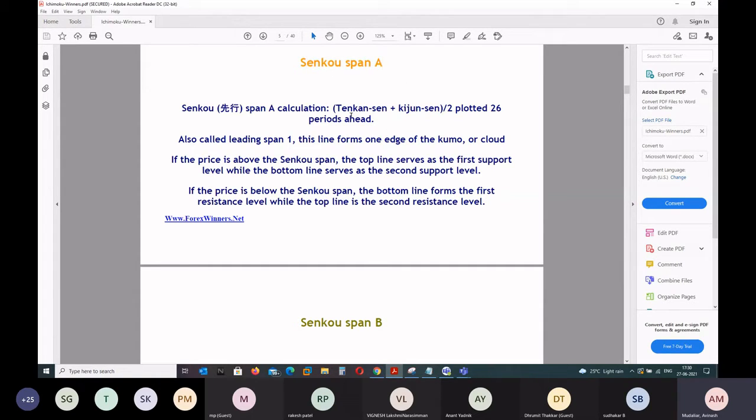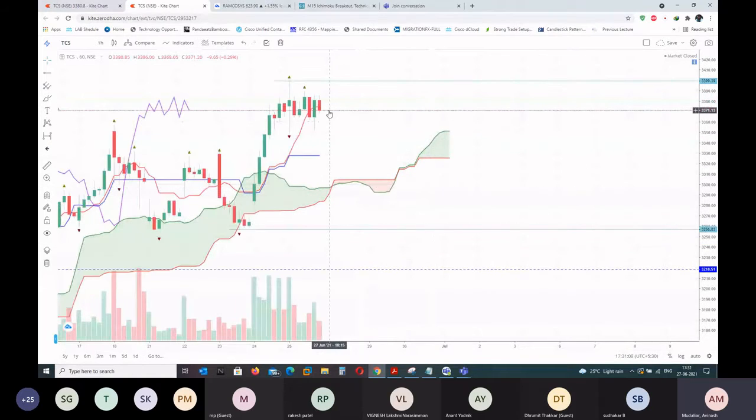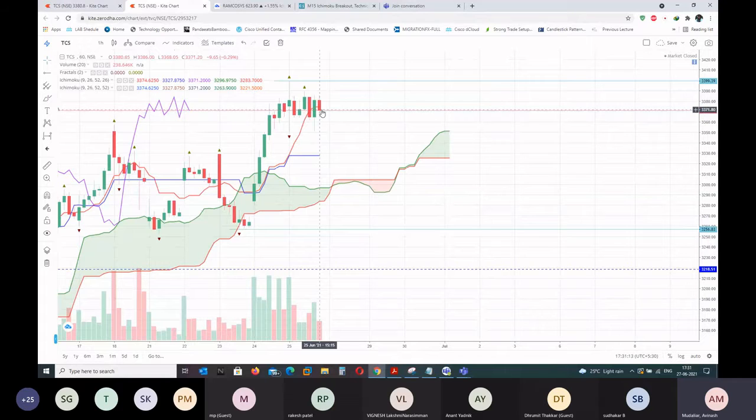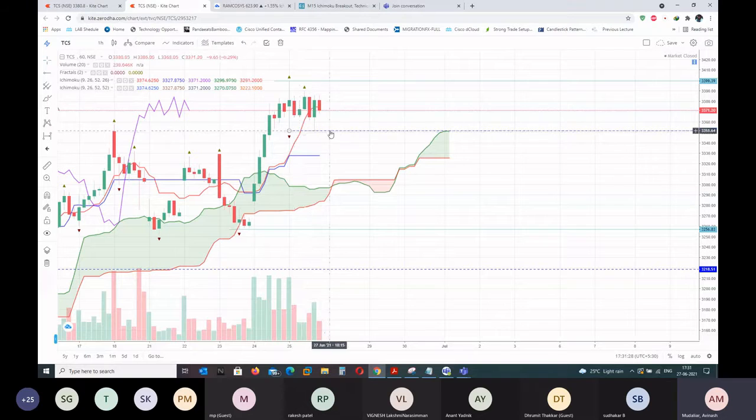You take the current candle's Tenkan-sen value and Kijun-sen value, add them, and divide by 2. Whatever value you get, you simply plot it 26 days in the future. For example, here you can see Tenkan-sen is the red line, 3337.62.50, and then blue is Kijun-sen. You add both of them and divide by 2, so you will get the midpoint. Then you extend that midpoint 26 days into the future.